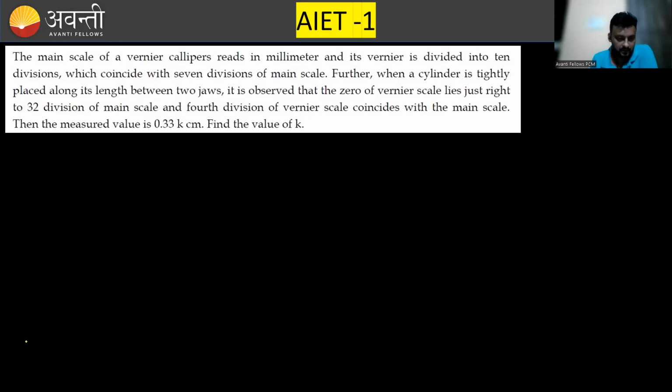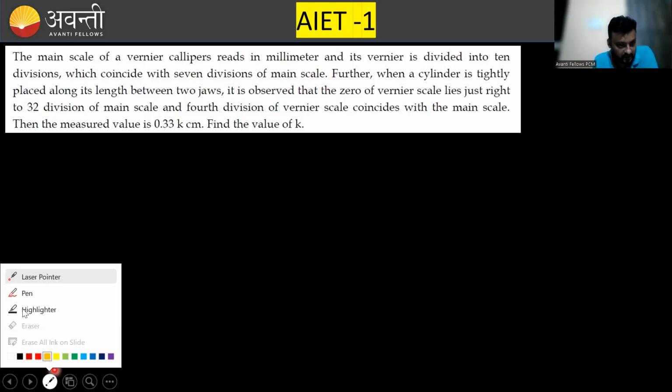Now this is the vernier calipers. Read the question very carefully and try to conclude things so that this concept is clear to you. The main scale of a vernier calipers reads in millimeter. This is your normal scale, the meter scale that you have in your houses, in your schools. And its vernier scale is divided into 10 divisions, which coincide with the 7 divisions of the main scale. Try to understand.